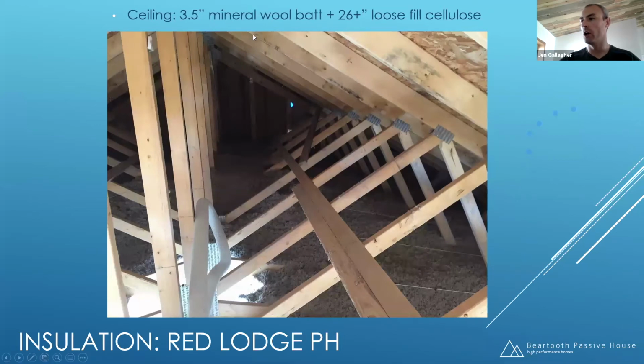What did we do in the ceiling? We had 26 or so inches of loose fill cellulose that was blown on top of that Intello material that you saw. And then on the underside of that, in those 2x4s that were running on the bottom underneath that Intello, that 3.5-inch space is also insulated.